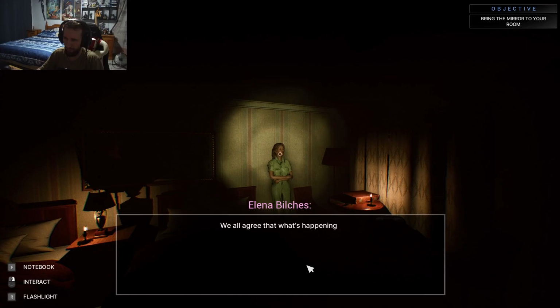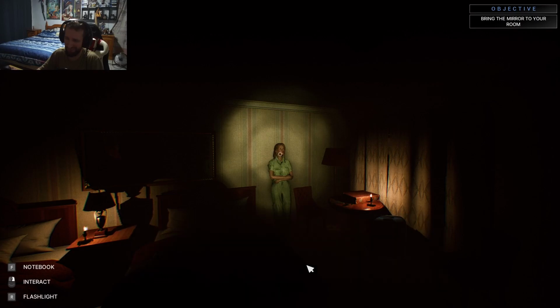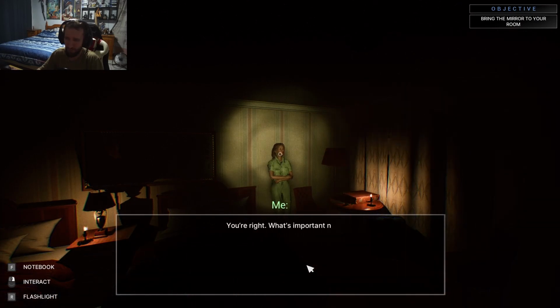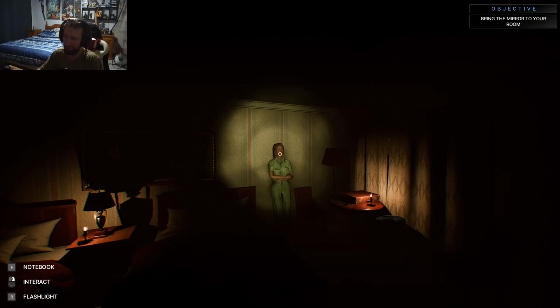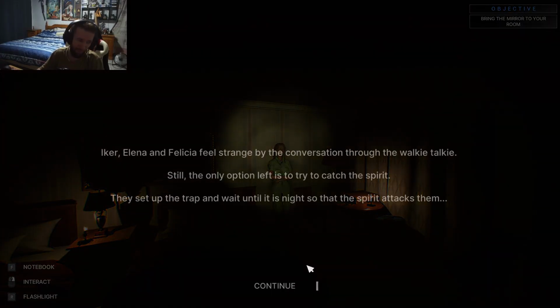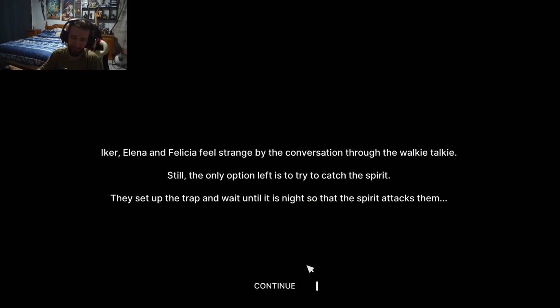We all agree that what's happening is very strange. But right now, all we can do is try to stop the monster before it kills us. You're right. What's important now is to stick to the plan. Let's get the trap ready. Lovely. But now, how are we going to get it to come? Will the monster just come to the room?